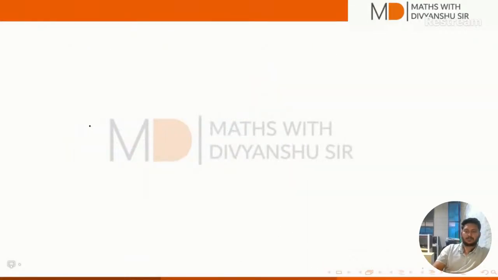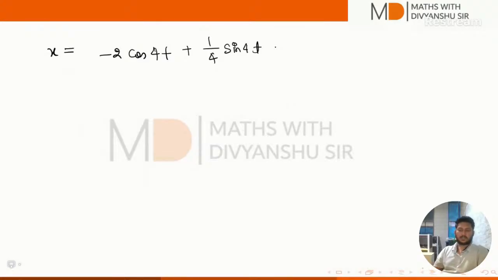Hence your solution is like this: x is equal to minus 2 cos 4t plus 1 by 4 sin 4t. That is the solution. Okay, so hopefully, and their graph looks like this.